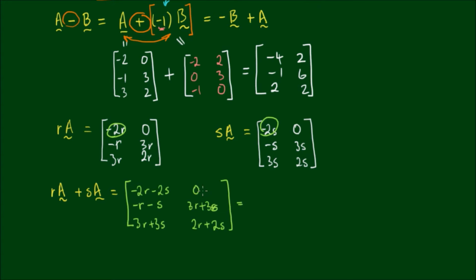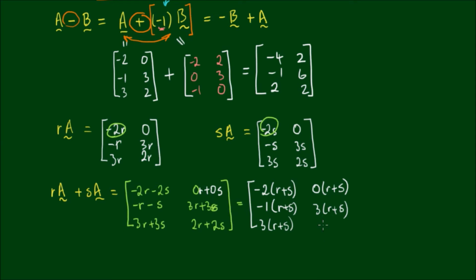In fact, I'll write this as 0R plus 0S. Okay, so this results in, we can factor out a negative 2, so we can say this is negative 2 times R plus S, and we can factor out a 0, so we have 0 times R plus S. We can factor out a negative 1, and have negative 1 outside of R plus S, 3 outside of R plus S. In the third row we have 3 outside of R plus S, and finally in the position of the third row and second column we have 2 outside of R plus S.